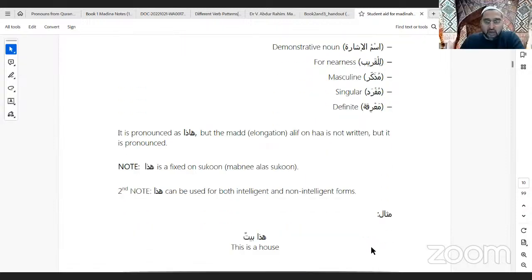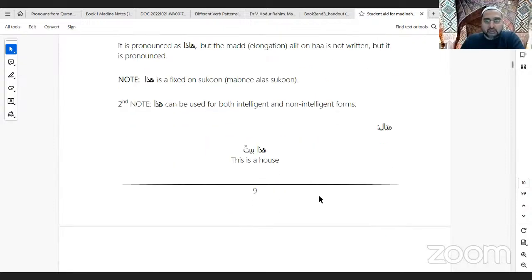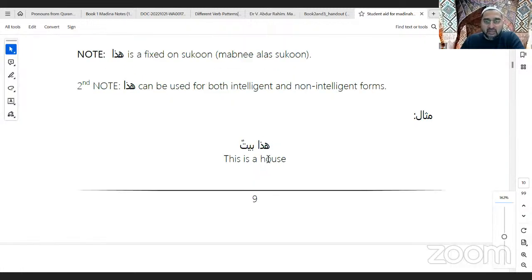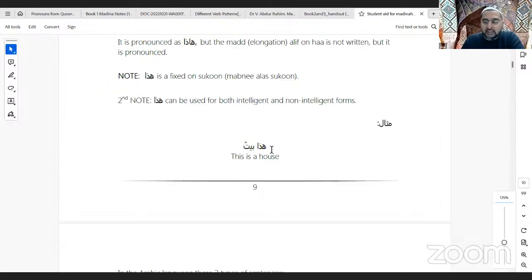And then this is what we covered. And we spoke about hadha baytun in lesson 1. Hadha baytun will be translated as this is a house. In the English language, hadha is the subject, baytun is the predicate. In Arabic, we call it mubtada and khabar.